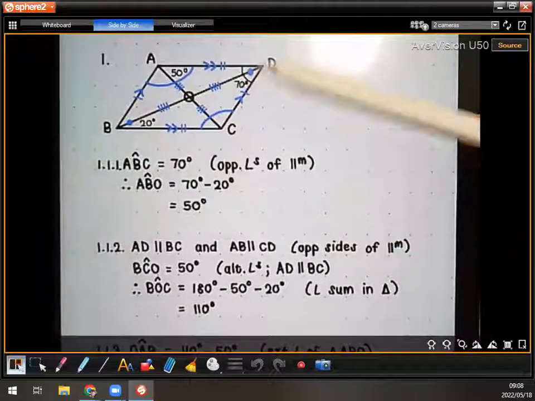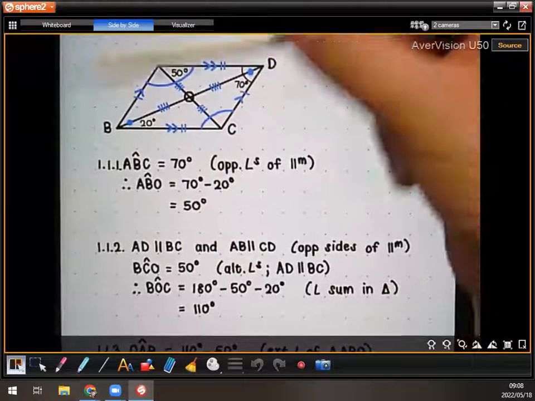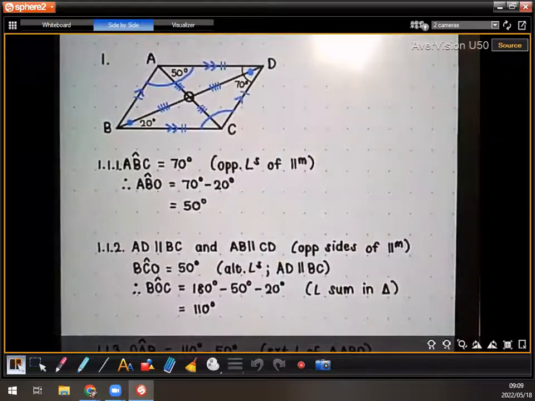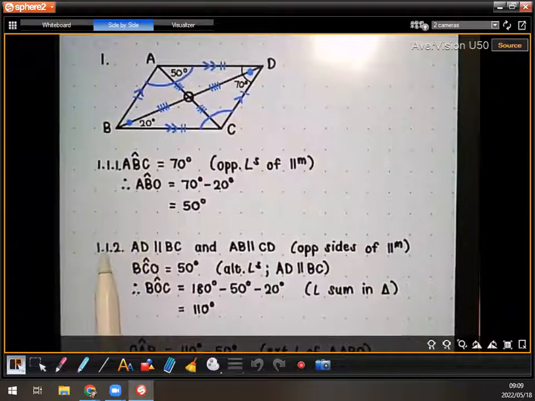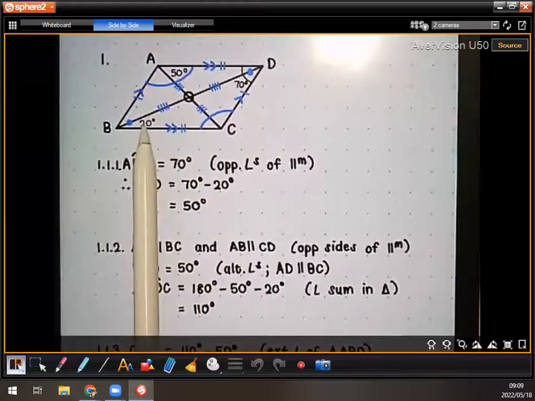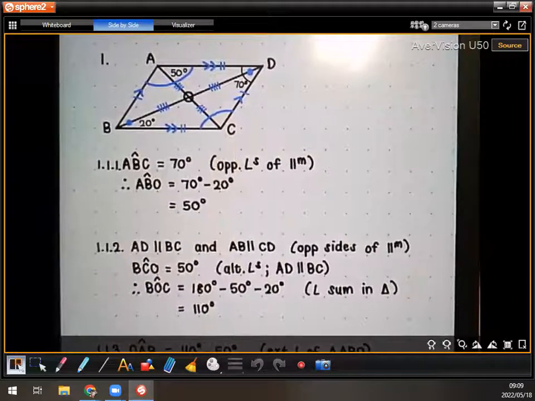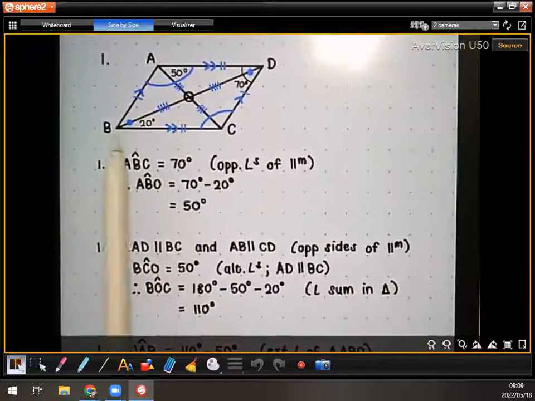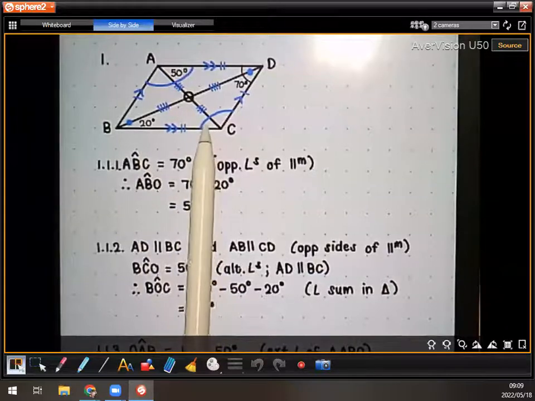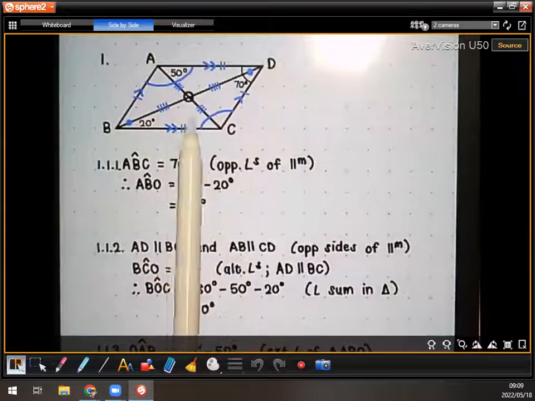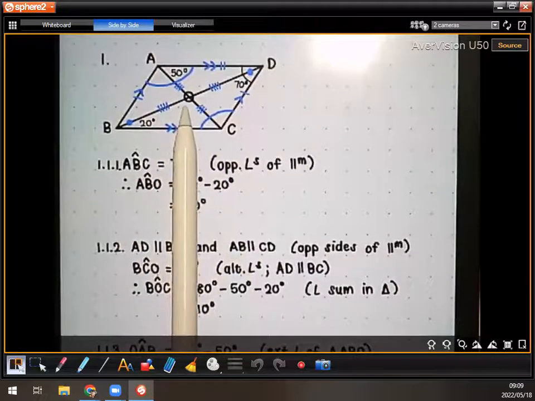Like I said here, fill in the stuff in blue, but don't write everything down because you might not need to use all of it. Try and figure out, for 1.1.2, I decided that I wanted to use angle sum in a triangle because I have that 20, and I decided that I can find BCO using alt angles. So then I use angle sum in a triangle.